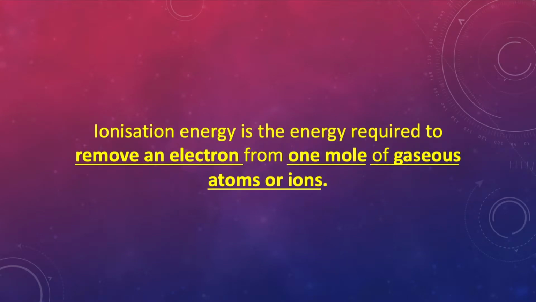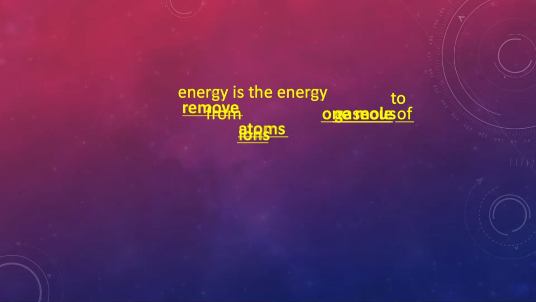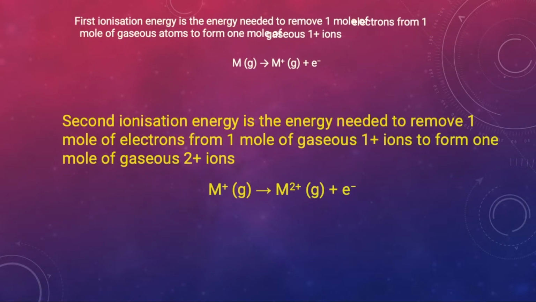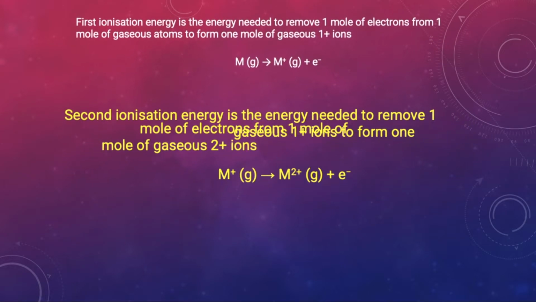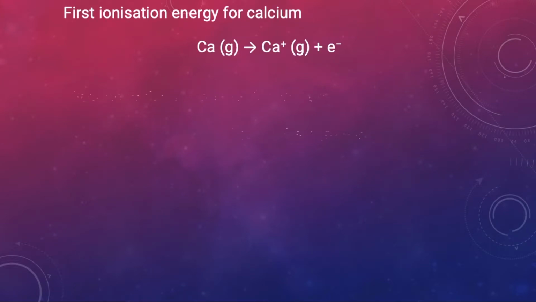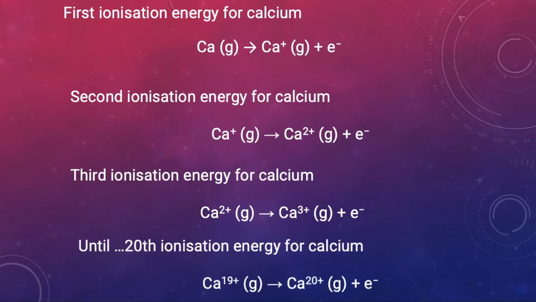So what is ionization energy? Well, the definition is it's the energy required to remove an electron from a mole of gaseous atoms or ions, and that's a definition you need to learn. So there are different ionization energies. We can have the first ionization energy, and that's the energy, funnily enough, that we need to remove that first electron to form +1 ions. And then we can have the second ionization energy to form +2 ions, and the third ionization energy, and we can carry on. So for calcium, we would have our first ionization energy, second and third, and we can carry on to our 20th ionization energy when we've removed all.